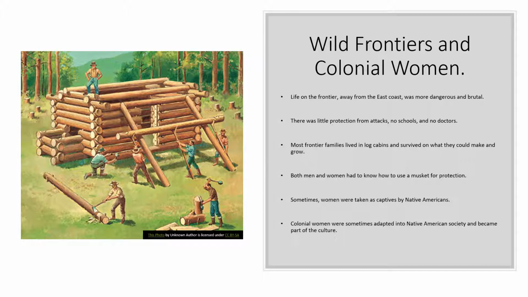Both men and women had to know how to use a musket for protection, because sometimes women were taken as captives by Native Americans. An example of this was Mary Jemison. She was captured by members of the Seneca Nation at the age of 12. But later on, she went on to marry a Seneca man, had a family with him, and lived with the tribe until her death in 1833. So sometimes colonial women were adopted into Native American society and became part of that culture as well.